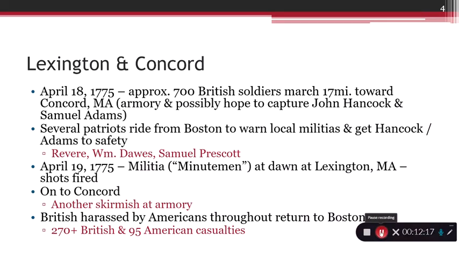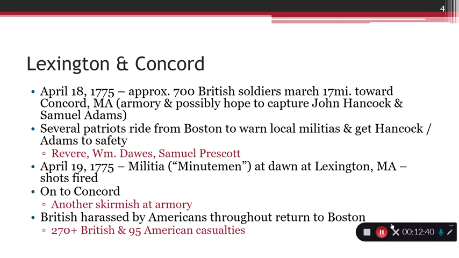So tensions have been ebbing and flowing between the British and the colonists for more than a decade before the first actual shots fired in anger that will be the American Revolution. And those are going to happen early in the morning of April 19th, 1775.